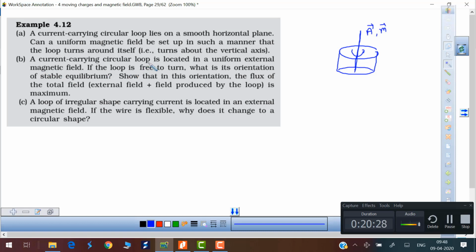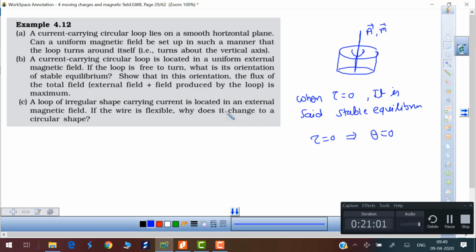A current carrying circular loop is located in a uniform external magnetic field. If the loop is free to turn, what is the orientation of stable equilibrium? So when torque is equal to 0, it is said to be stable equilibrium. Torque is 0 means theta equal to 0. Okay, so theta કેટલું હશે? 0, because sin theta.